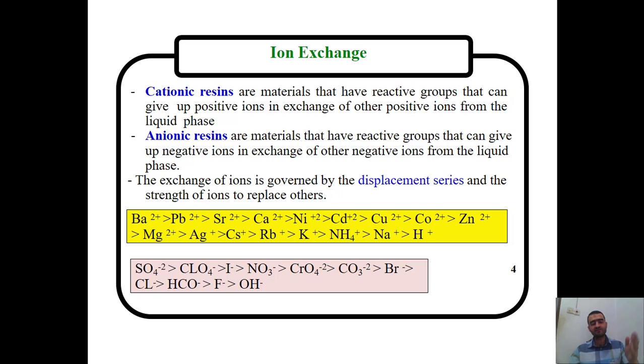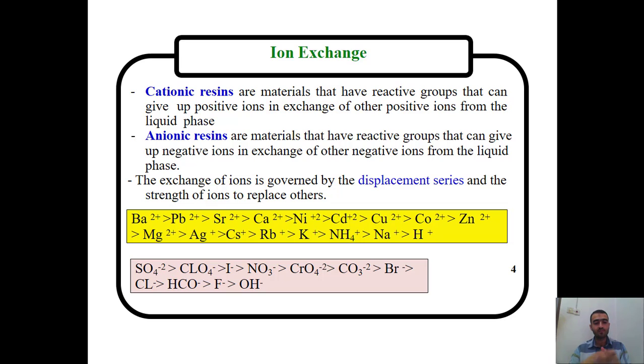Let's have a brief idea about the cationic resins and the anionic resins. The cationic resins are materials that have reactive groups that can release positive ions to exchange other positive ions from the liquid phase. And the same goes for the anionic resins, but using negative exchange ions.